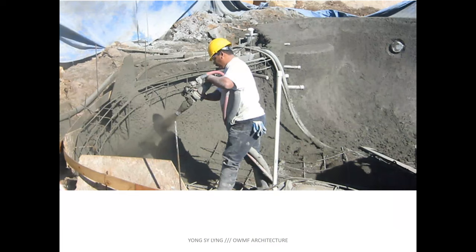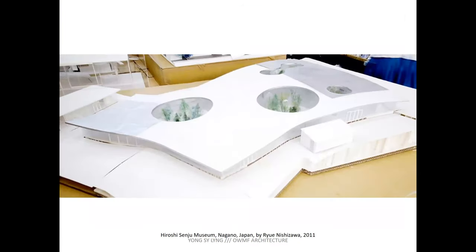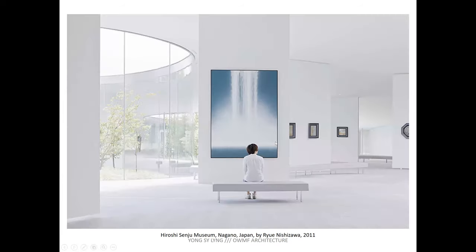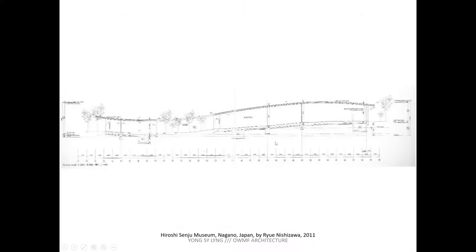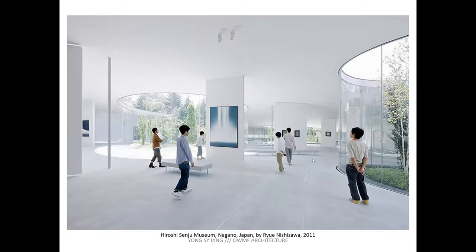This is the Hiroshi Senju museum by SANAA. They are all built around the same time, having the same idea. This building sits on sloping ground, about 3 meters, but basically in the whole museum there are no flat horizontal surfaces. You can't tell from the photographs, but all these are sloping. And then you have lights, so it's like walking through the landscape with different light and shadow.